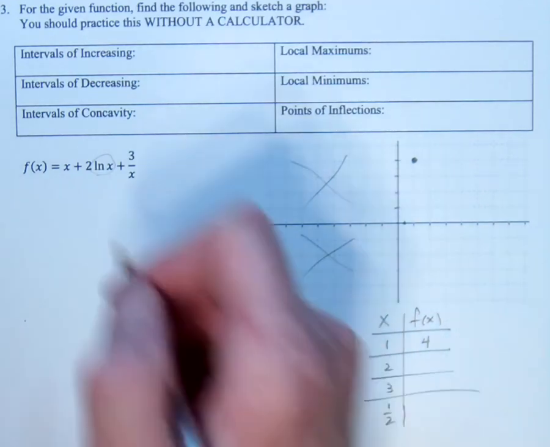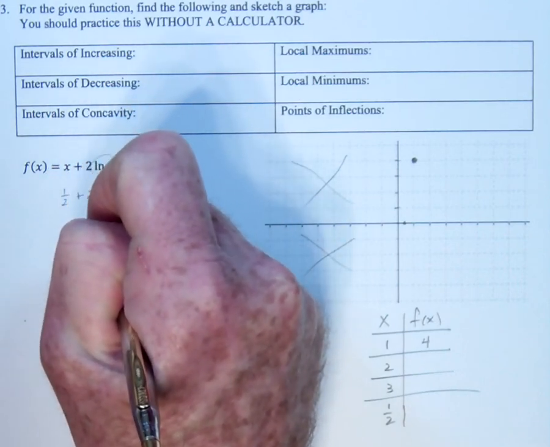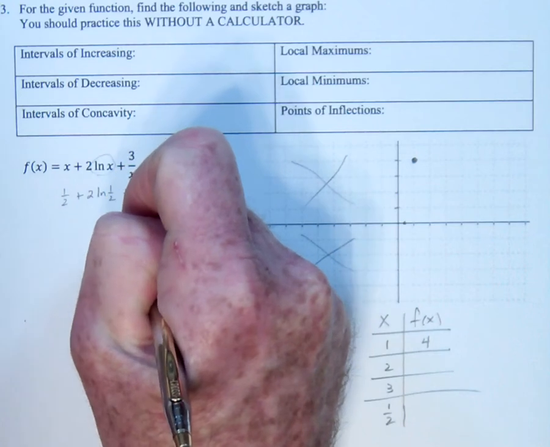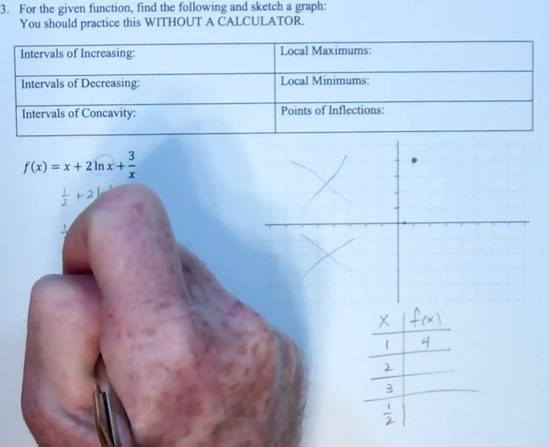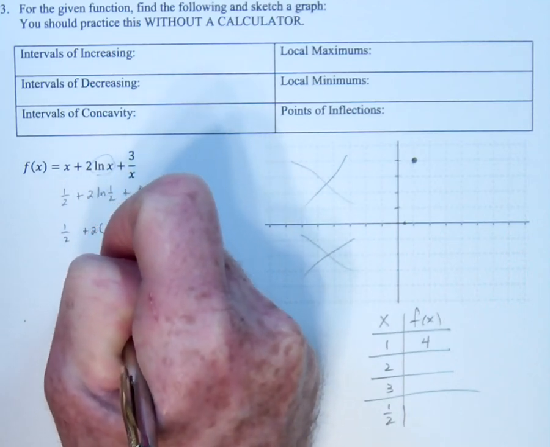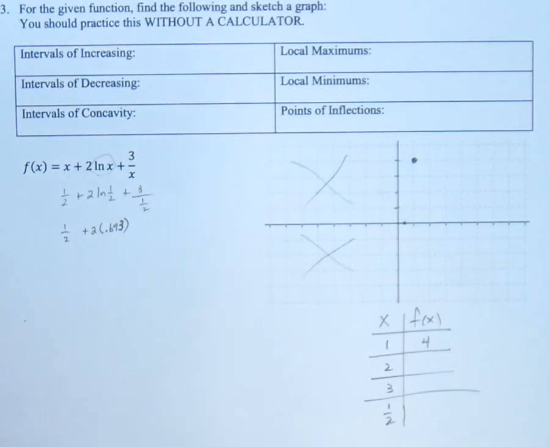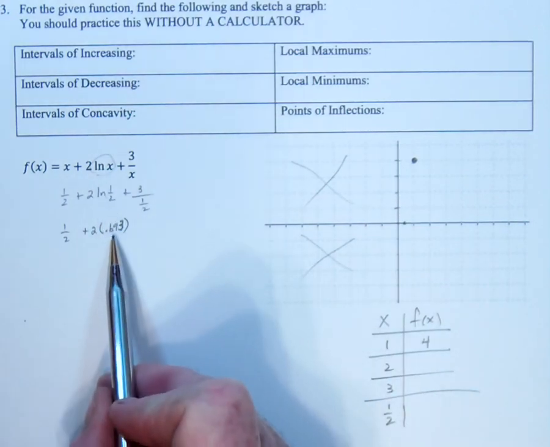Well, let's see. If it was a half, it would be a half plus 2 natural log of a half plus 3 divided by a half. So this would be 1/2. This would be 2 times 0.693, because we're not supposed to use a calculator, of course we have memorized that natural log of a half is 0.693.